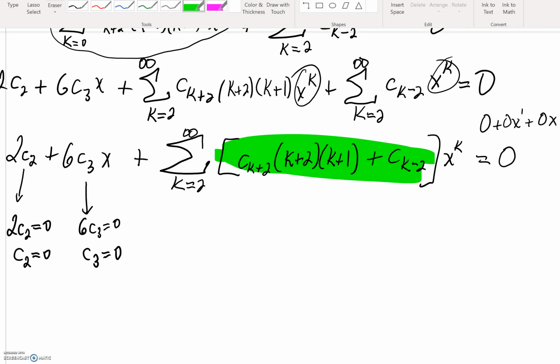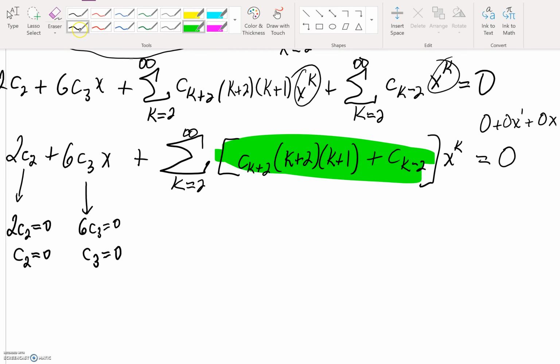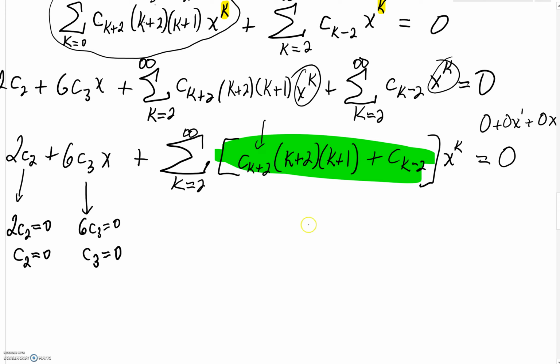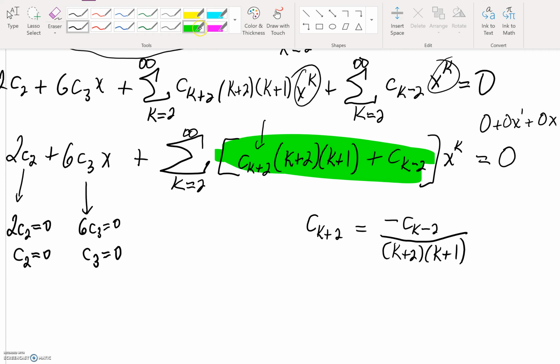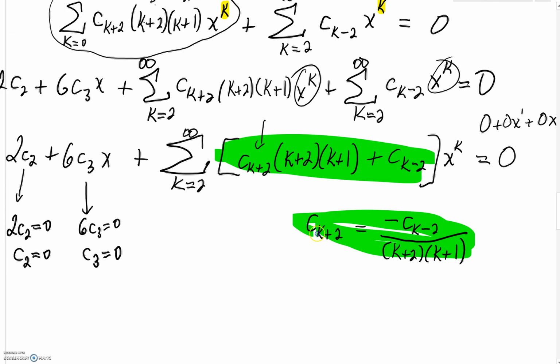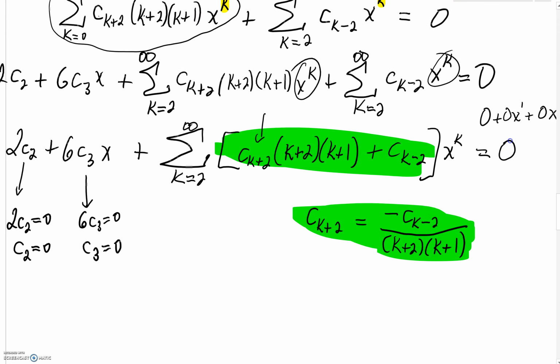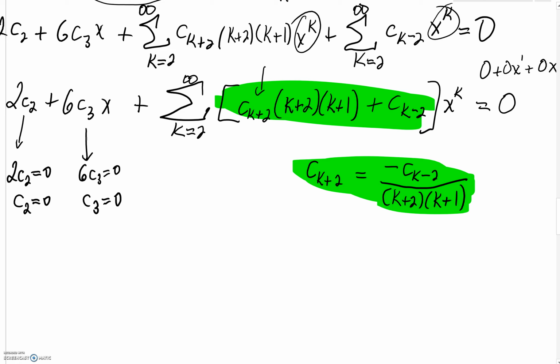And if that's set equal to 0, what we can do is actually solve for c sub k plus 2. And I'm going to do that right here. That means we could subtract c sub k minus 2 and then divide by k plus 2 and k plus 1. And this right here is the critical step that we're going to see over and over again in these series solutions. We're now going to be able to plug in values of k to help us.